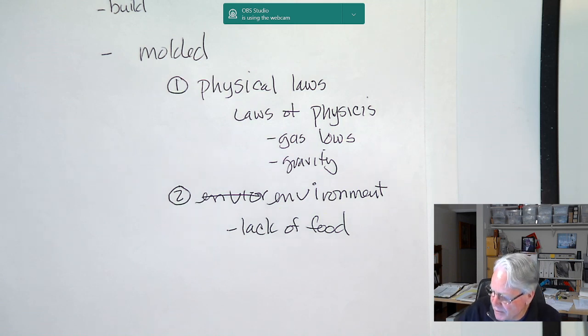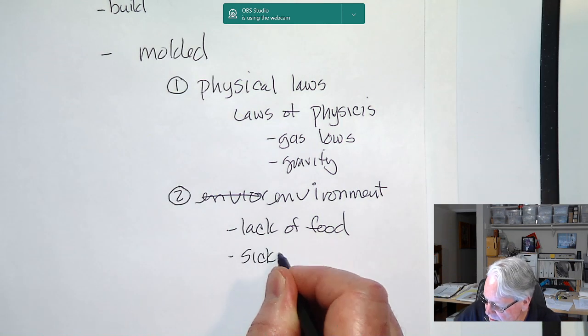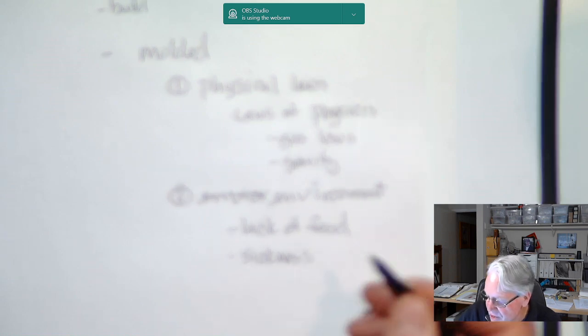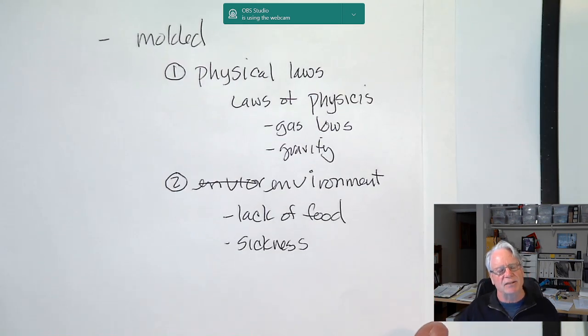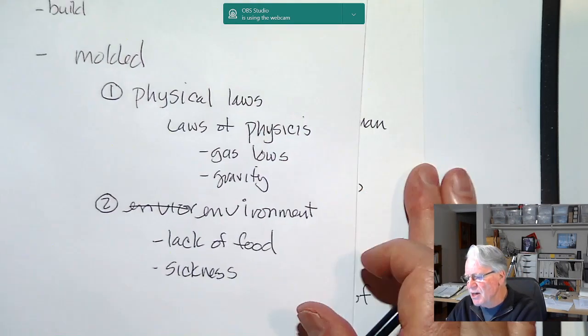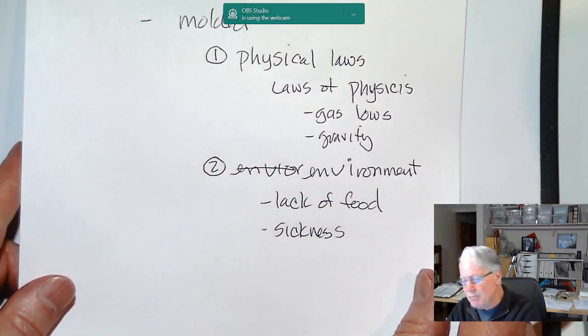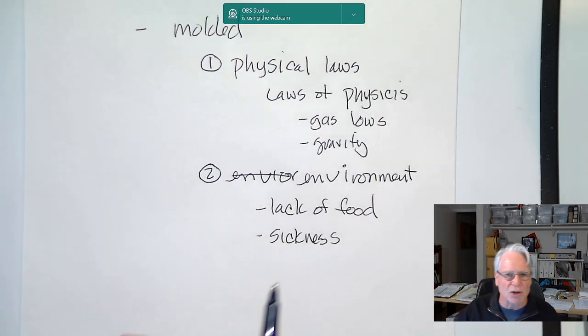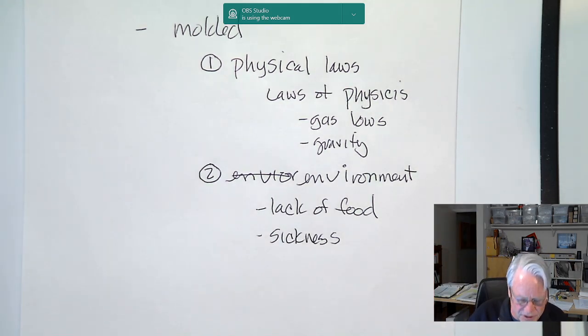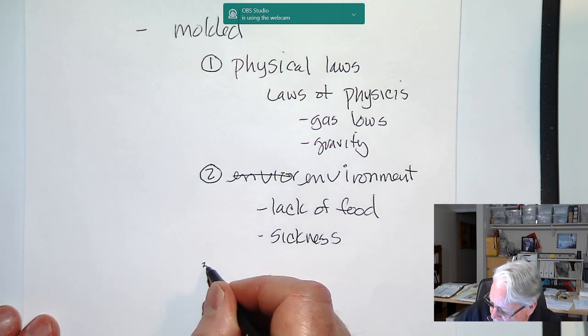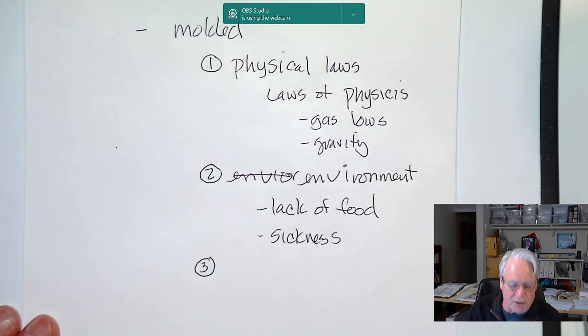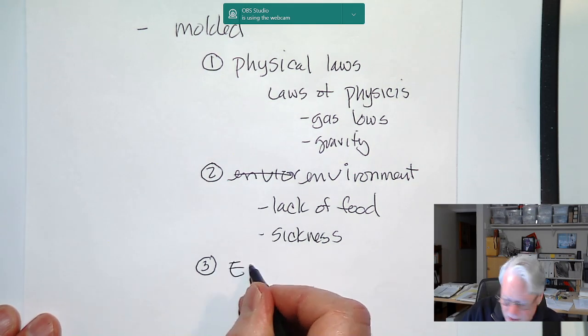So lack of food, sickness, and disease, all of these things can have an impact on not only how you function, but how you look as well. So this idea of form follows function is going to be modified and molded and be subject to the physical laws and the environment in which that organism grew up in or developed in. And the third factor that we have to keep in consideration is our evolutionary past.